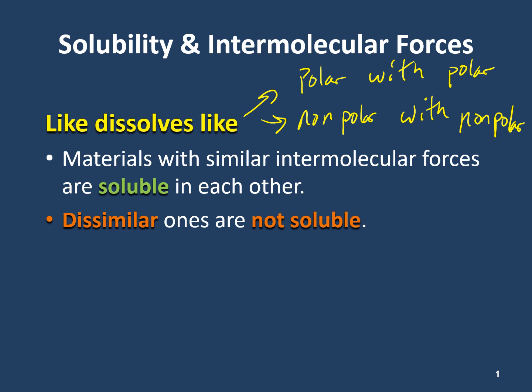So when we have a substance with IMFs that are very different from the substance we're trying to mix it with, they're probably not going to be soluble to any great extent with each other. So that's the like dissolves like rule.